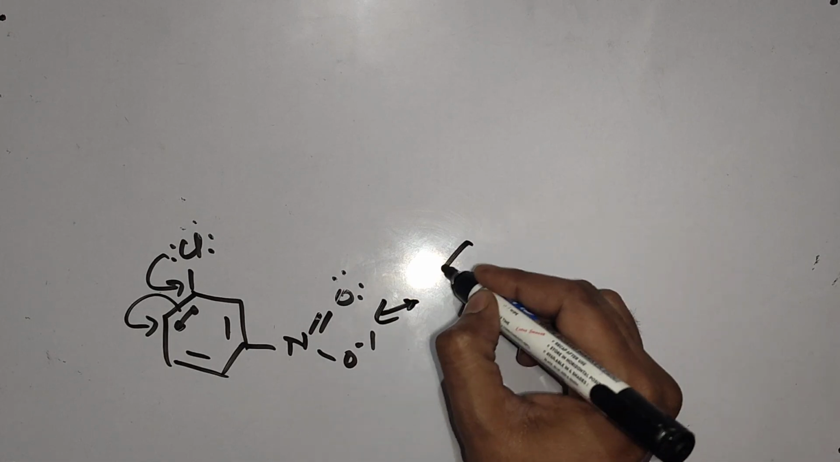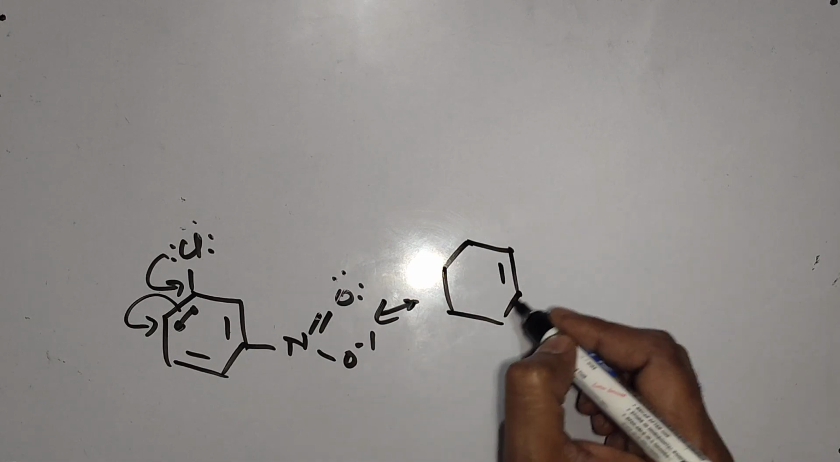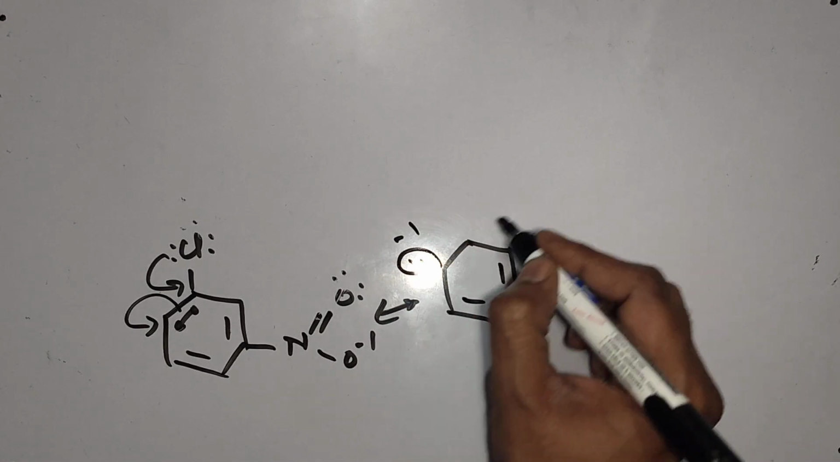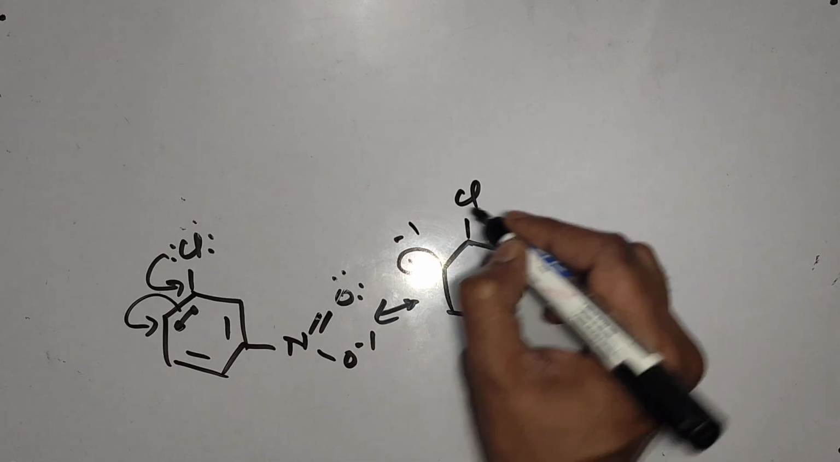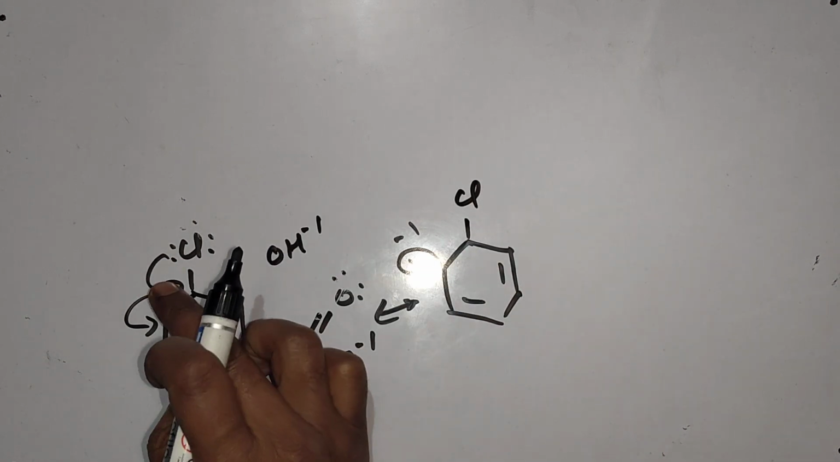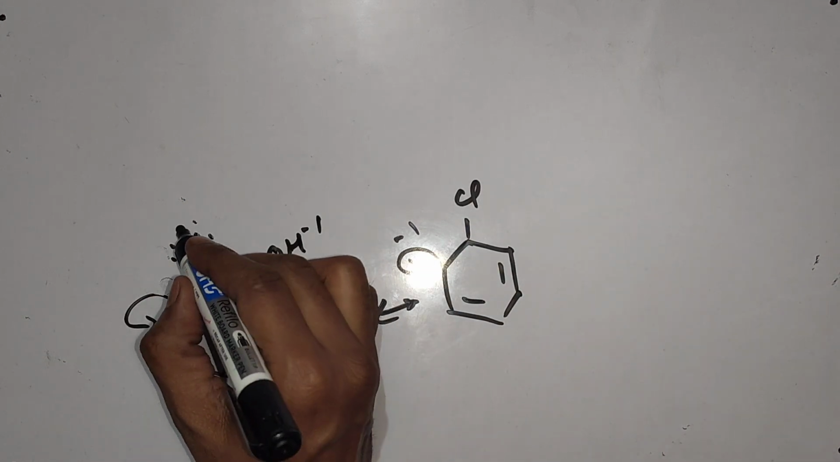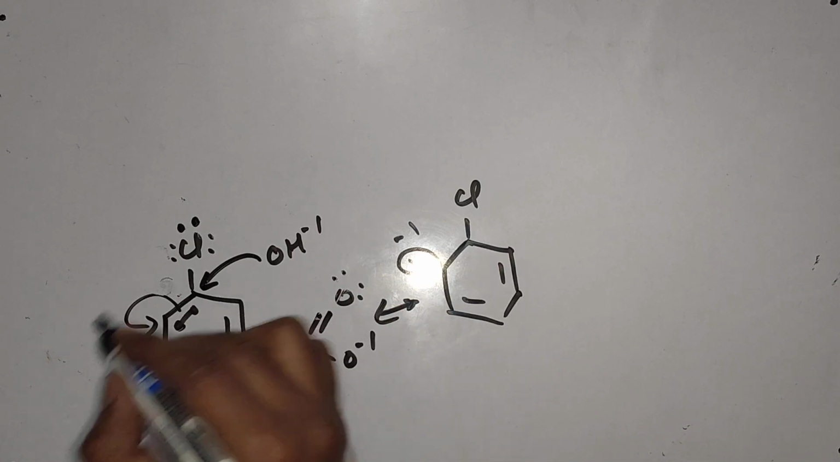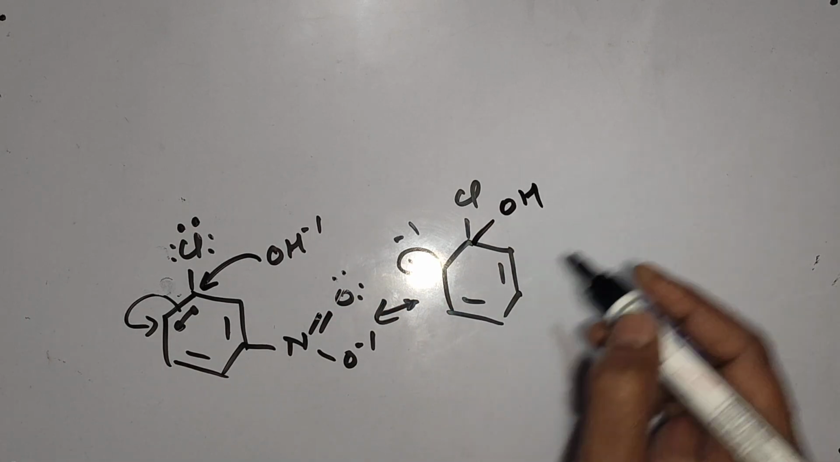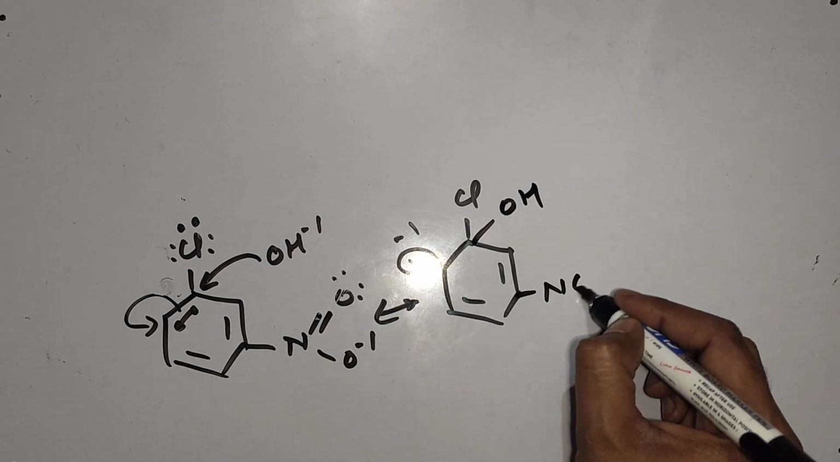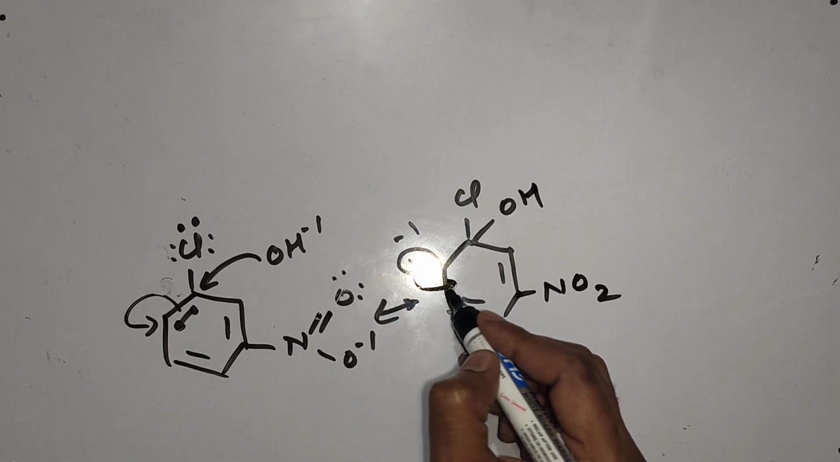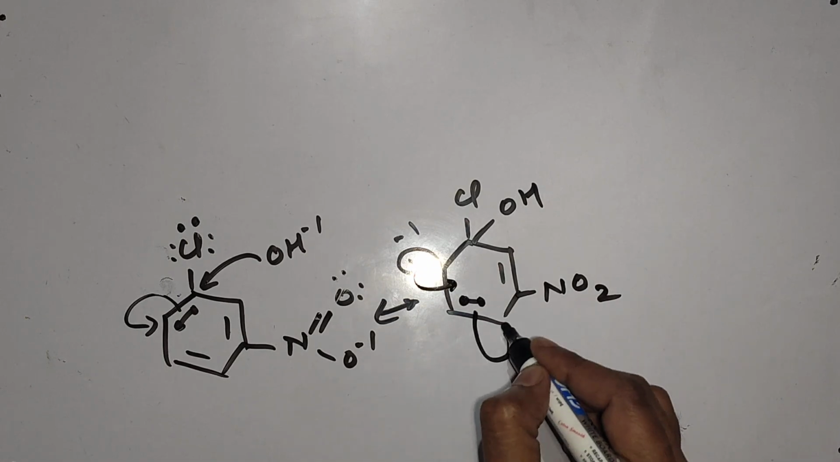This will be the next movement. Due to next movement, unpaired here. Let's attack OH negative first. Why are we moving chlorine electrons? OH negative will attack, then they will move. Nitro group is waiting, NO2 is waiting. Okay, atom to bond, bond to atom.